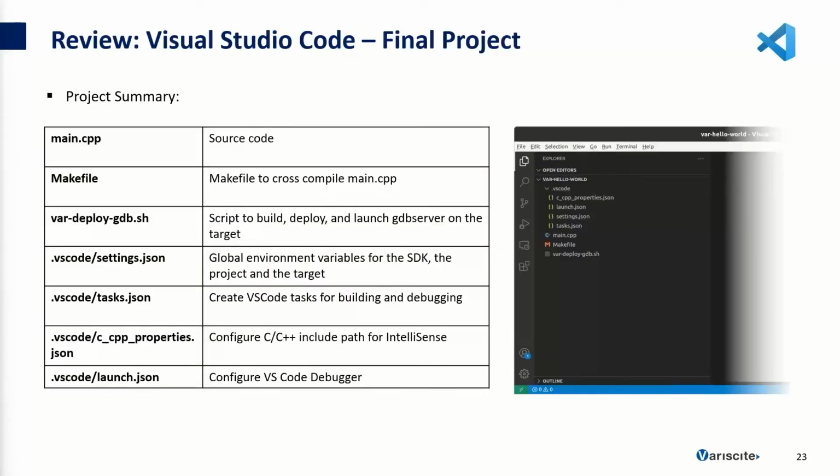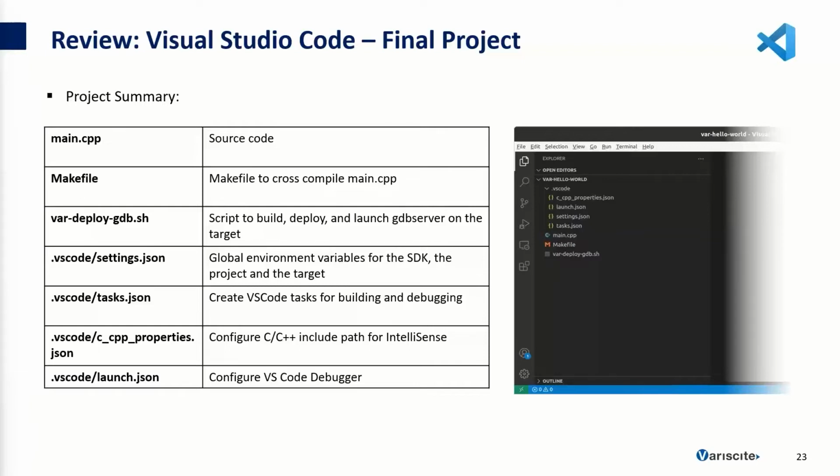And finally, the last thing we'll review about the previous webinar is the project that we created. I show you this just because we're going to follow a very similar process today, so you might find it helpful to go back and review. We created a very basic project. It was a Hello World project. We made a main.c++ source code file that simply printed Hello World, and it allowed us to do some debugging. We created a make file to cross-compile the source code. We created a var deploy GDB script that builds, deploys, and launches GDB server on the target.